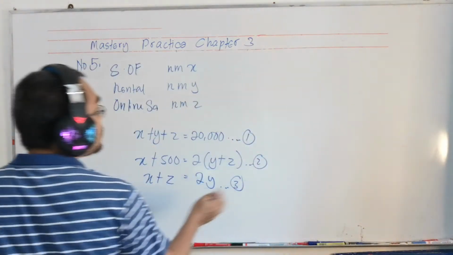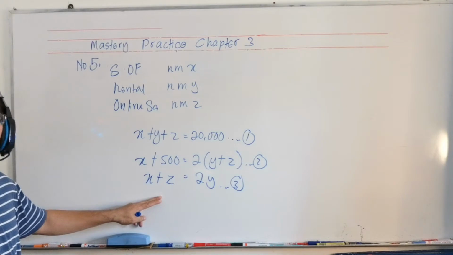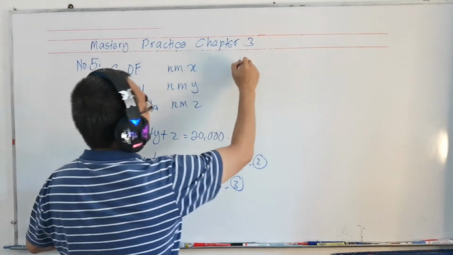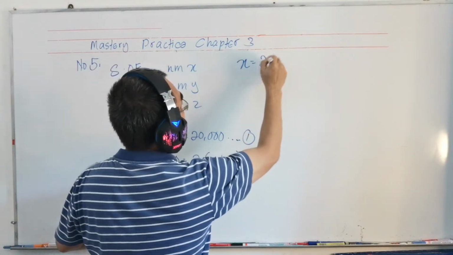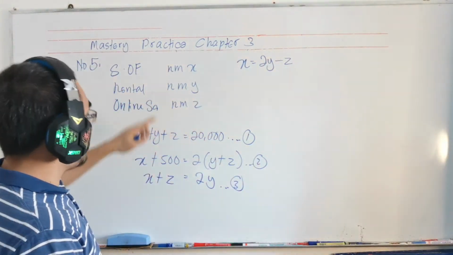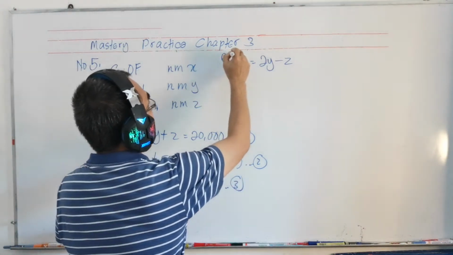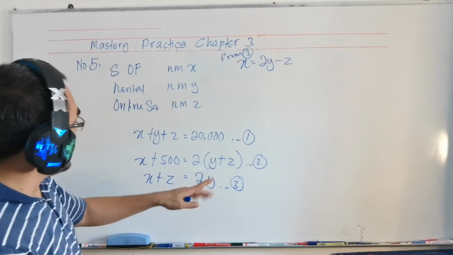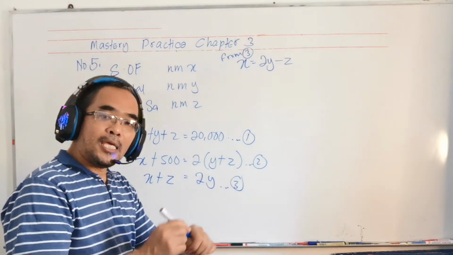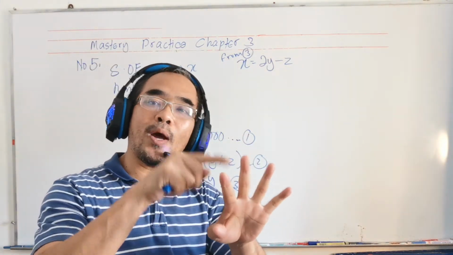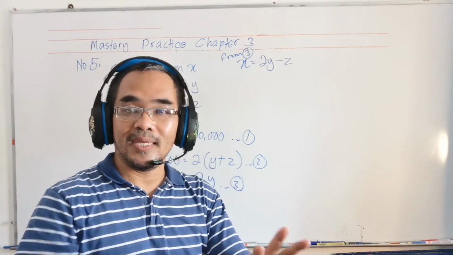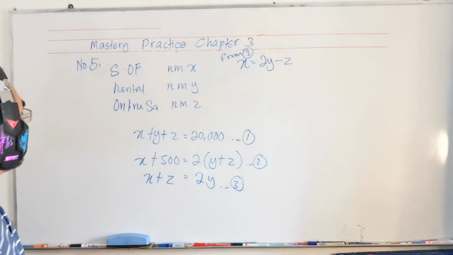So I take from the third one. I will write down here. I make x the subject, so x is 2y minus z. Then I will replace this, because this is from 3, into 1 and 2. Make sure if you take from the third one, you replace into 1 and 2. If you take the second one, you replace in 1 and 3. That is the substitution method.